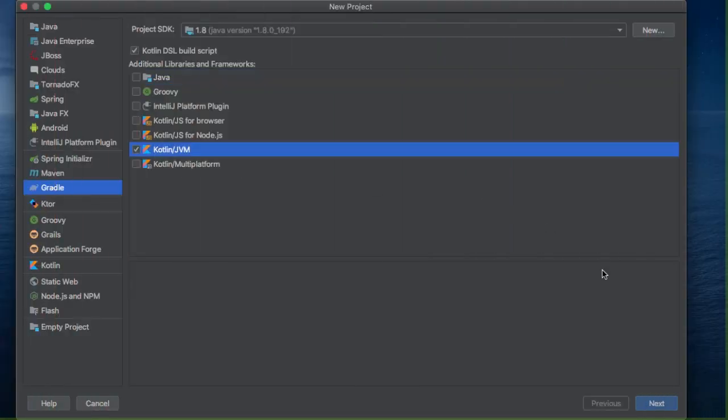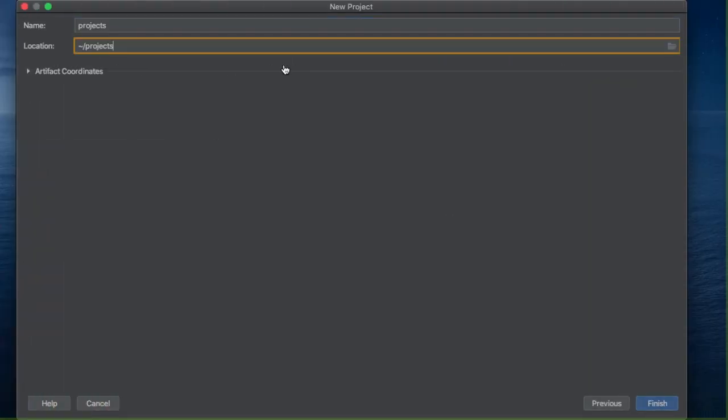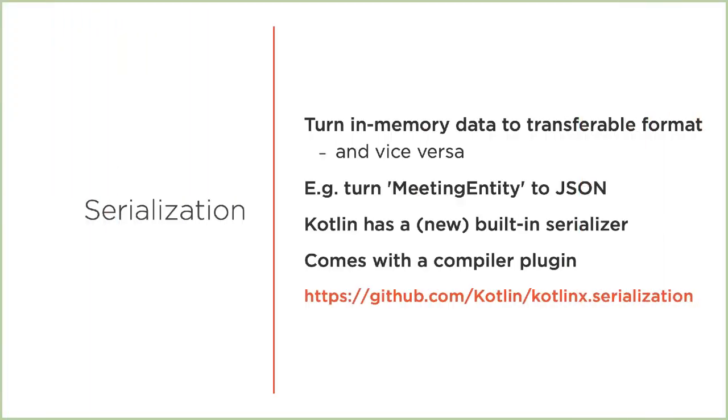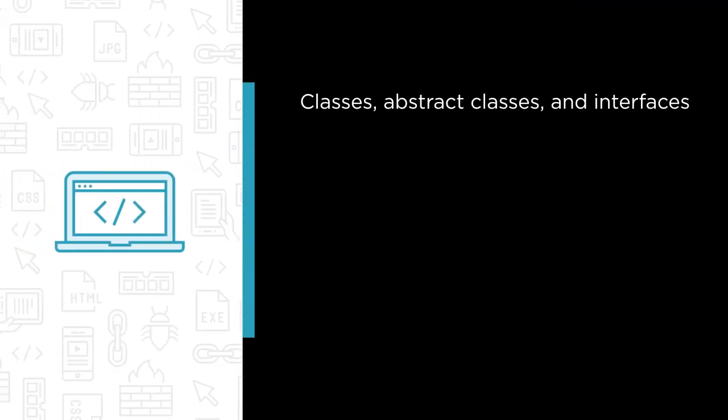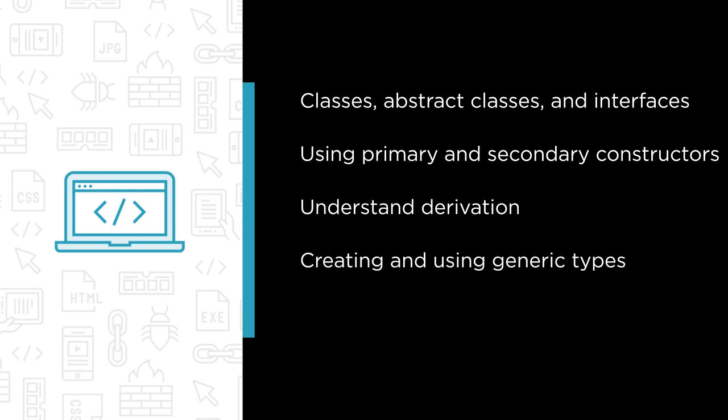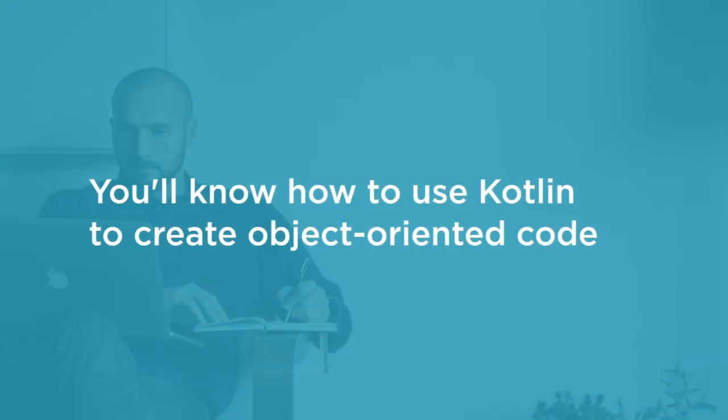As well as building from the basics, I also build a complete application from scratch to show you how to apply the concepts you've learned. Some of the major topics that we will cover include creating classes, abstract classes and interfaces, using primary and secondary constructors and the init method, understanding derivation, creating and using generic types, understanding data classes and when to use them. By the end of this course, you'll know how to use Kotlin to create object-oriented code.